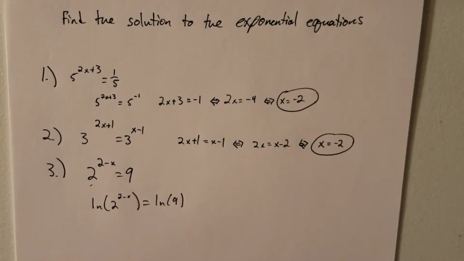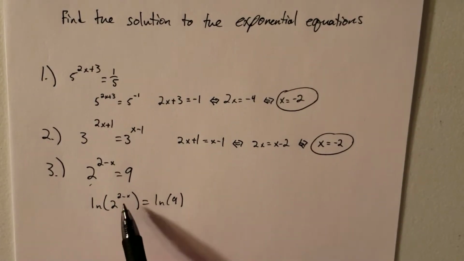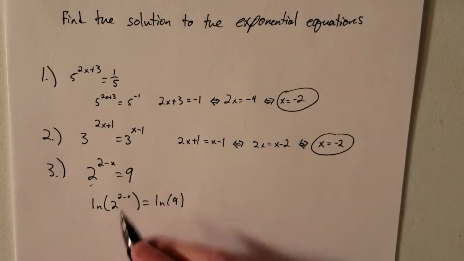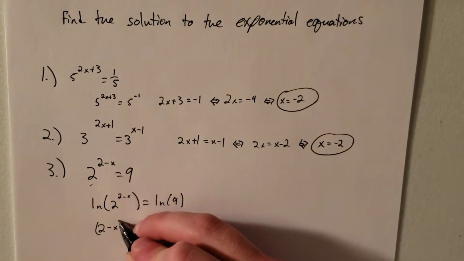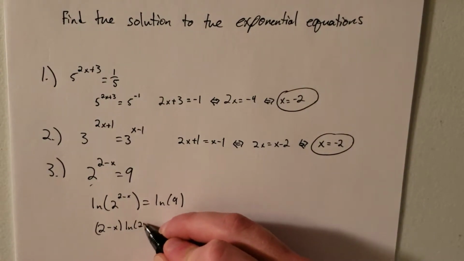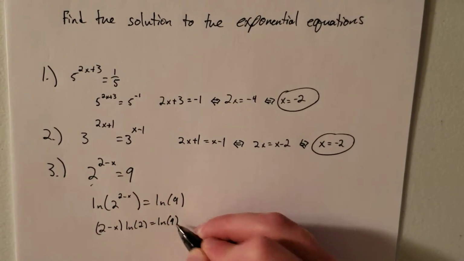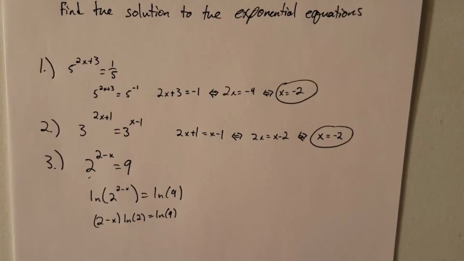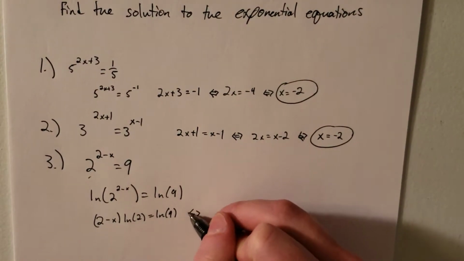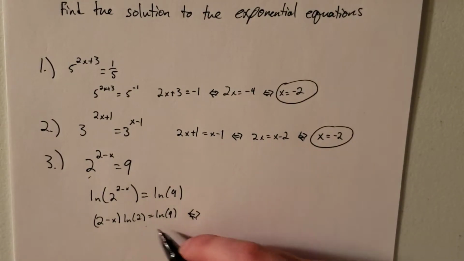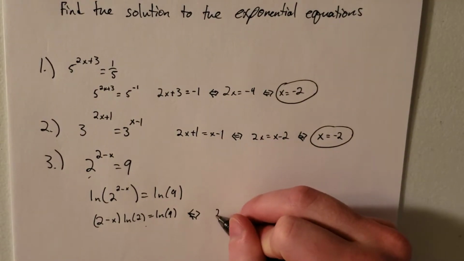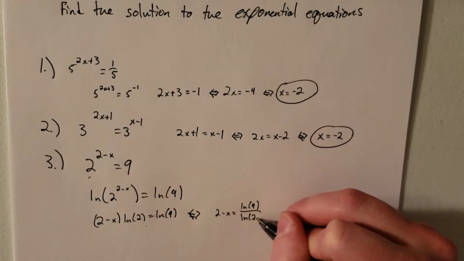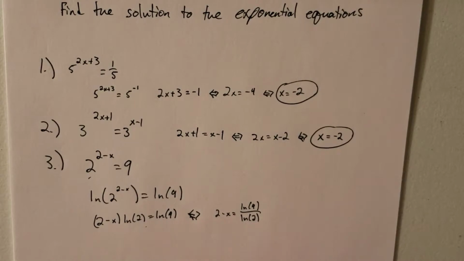So let's do that and see what happens. Well, we had an x up in the exponent here. So now we can move that down. So this 2 minus x was our exponent, so we can move that down and multiply. So this is 2 minus x times the natural log of 2 is equal to the natural log of 9. And now we just need to solve for x. It's no longer an exponent, so this is relatively easy. So this statement is true if and only if 2 minus x is equal to ln of 9 divided by ln of 2.